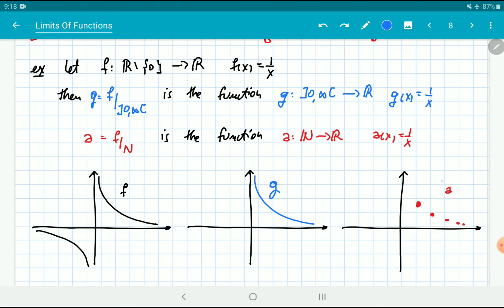A sequence is none other than a function whose domain is the natural numbers. So this is the sequence 1 over n. You can see it as the restriction of the function 1 over x when you allow x to just be a natural number. And that's basically the idea of restriction. That's all there is to it.